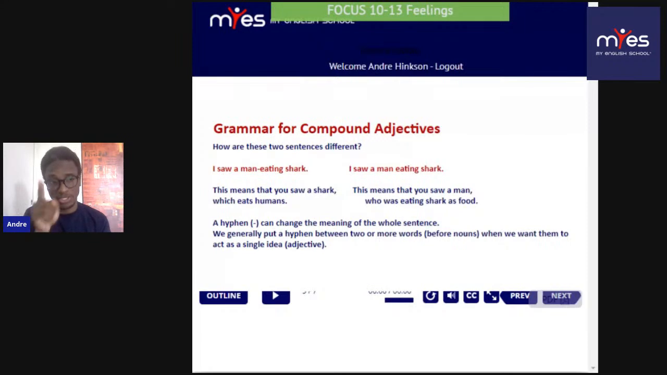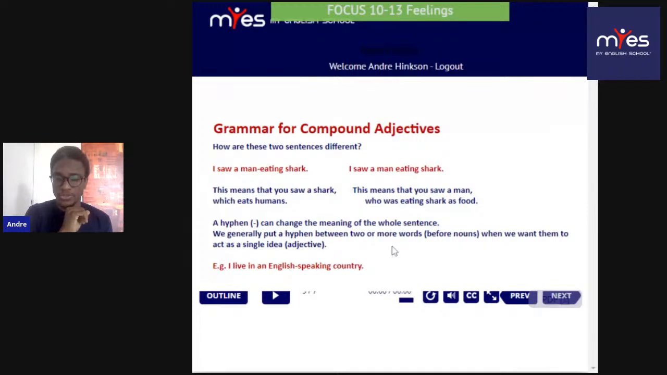Now, a hyphen, or a dash, but we call it in this case a hyphen, can change the meaning of the whole sentence, as you can see in those examples. We generally put a hyphen between two or more words before nouns when we want them to act as a single idea, which is an adjective. So always remember, compound or not, adjectives come before the noun. In this case, there are two or more words that describe a particular noun. So we put the hyphen to combine them into one. So that is a compound adjective to give a better idea of how you're describing that particular noun or subject.